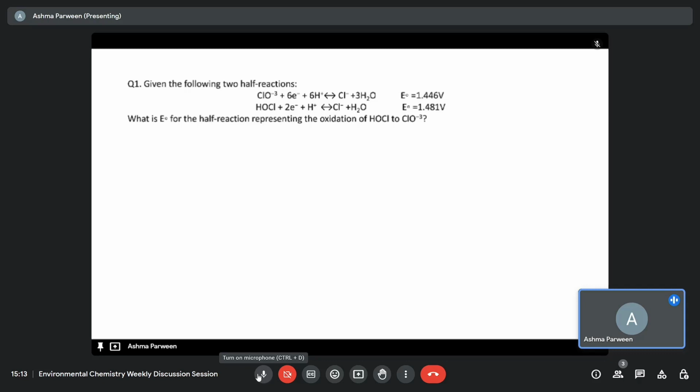To solve this question, I will give you 5 minutes. Just go through the question, try to solve it and write the correct value in the chat box, because there are no options in this question. So please write the numerical value which you are getting in the chat box.